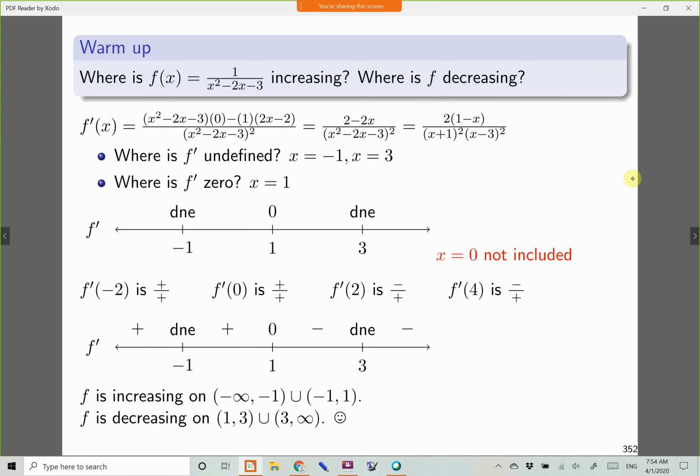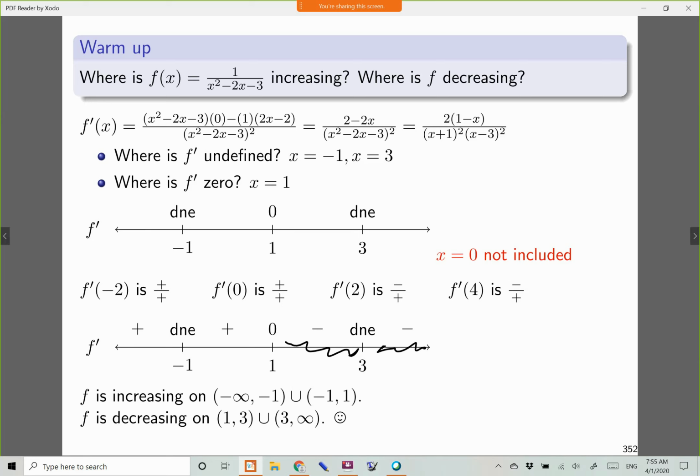So this first interval here, let me just momentarily shade it. That should be covered by this if I don't have a typo. And then this next interval here is covered by the interval from -1 to 1. And where the minus signs are for f prime, that's where f is decreasing. So f is decreasing on the interval from 1 to 3, and then again on the interval from 3 to infinity.